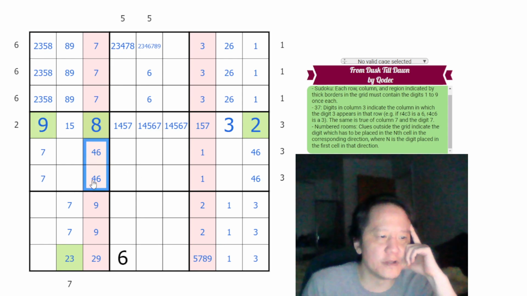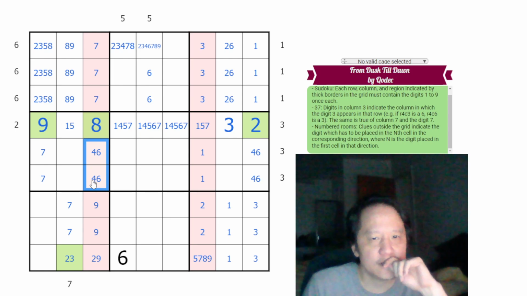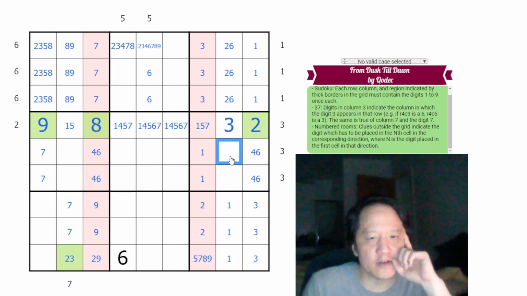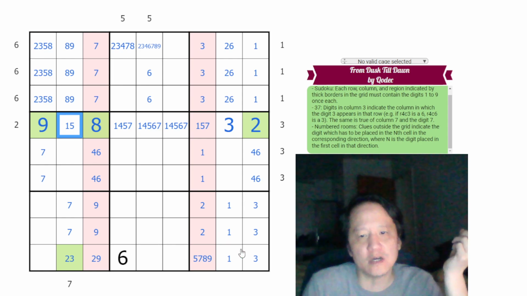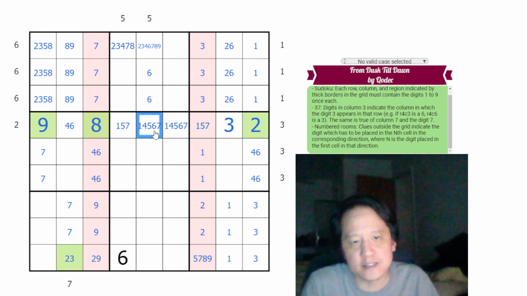Oh, interesting. So one thing we found out is none of this can be 4 or 6, because we have a 4, 6 pair and a 4, 6 pair here, which eliminates 4 and 6 from being here and here, which means this has to be the other 4 or 6. So it's the other way around. This is 4 or 6, and this cannot be 4 or 6.